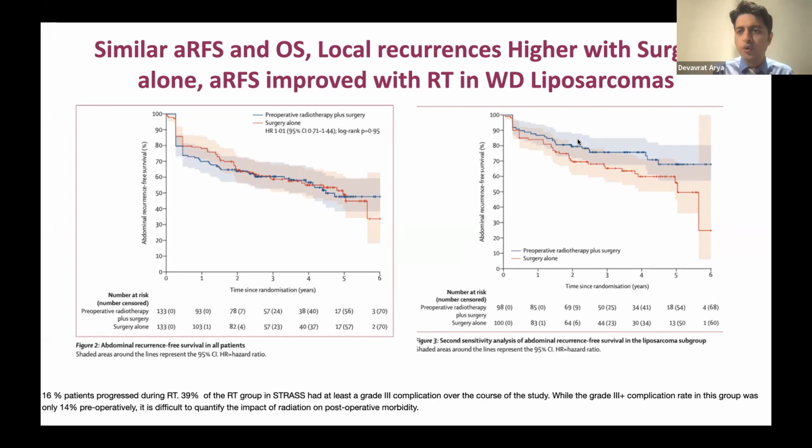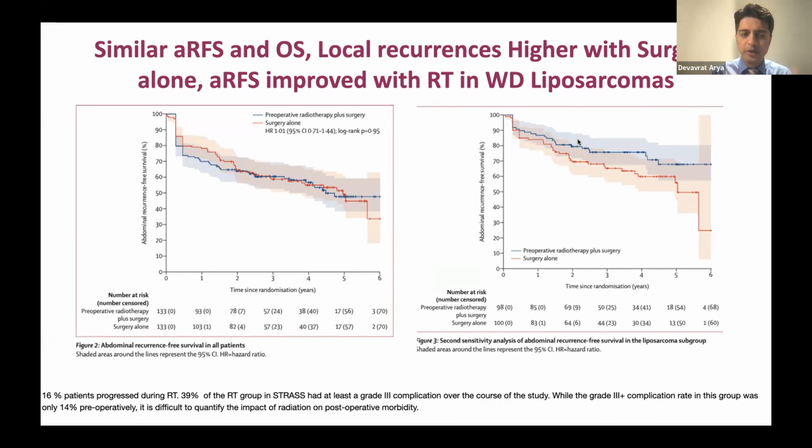Yes. Now the issue is, obviously, the abdominal recurrence-free survival is a very unique endpoint, and I fully agree with you. I think it's not an endpoint that is often used. You are absolutely right that local recurrences were higher with surgery alone, and local recurrences were much lower when radiation therapy was added. We do know that while OS was a secondary endpoint, there was no improvement in OS. What's also important from this trial is that 16% of patients actually had progression during radiation. And remember, these were patients who were resectable at baseline.